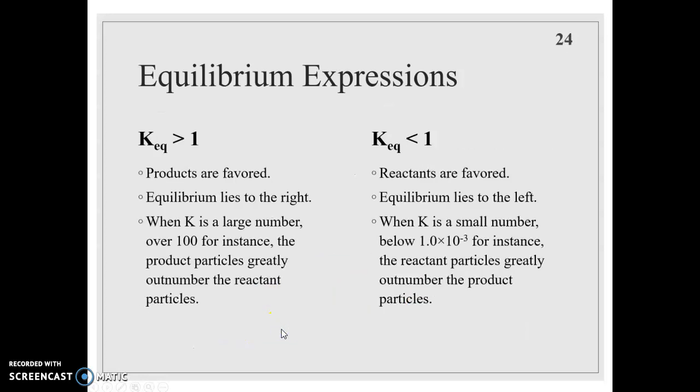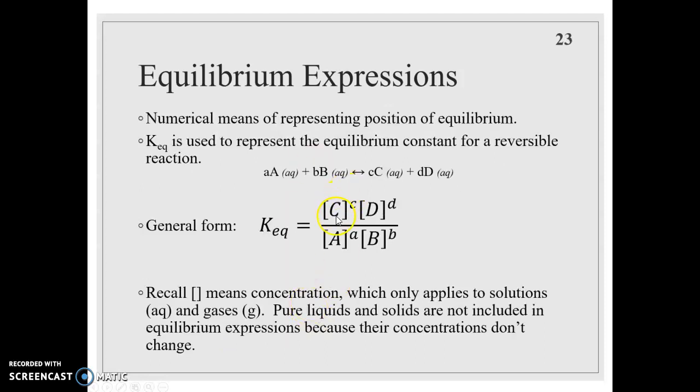Let's look at some of these meanings here. I'll go back for just a moment. Remember, this is products divided by reactants. So if there's a lot of products, that means we're favored to the right, and that will be a big number for K_eq. A big number of products over a small number of reactants, a big number divided by a small number, gives you a big K_eq. On the reverse side, if you have a lot of reactants and not a lot of products, a small number divided by a large number gives you a small number.